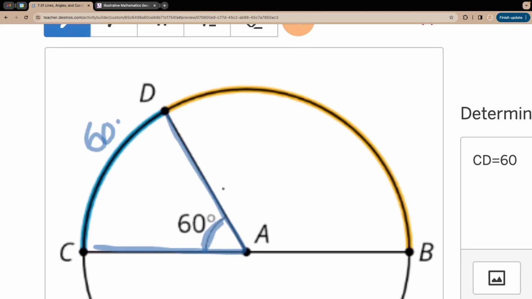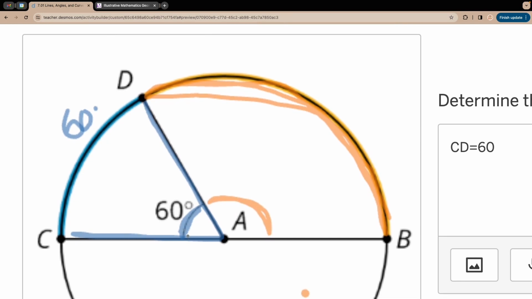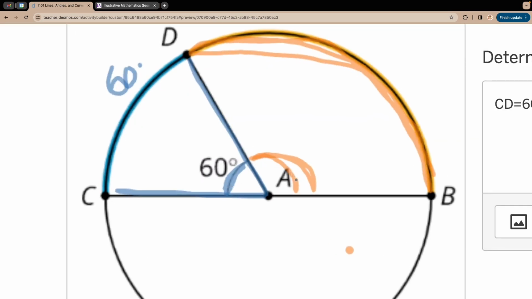Zoom in here. So DB is this arc, which means it goes with this central angle. And if I notice, 60 plus this central angle would have to make 180 degrees. That's half a circle because they make a straight line together. So I got to think to myself, okay, I got to get to 180. I already got 60. 180 minus 60. That missing angle right here has got to be 120 degrees to get to 180.